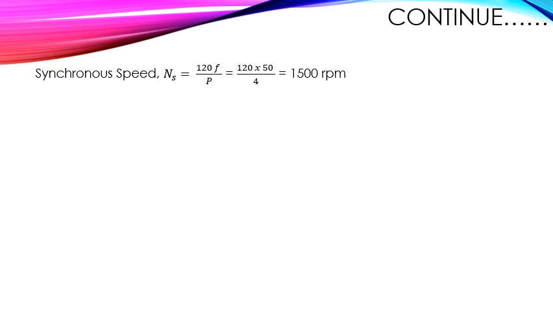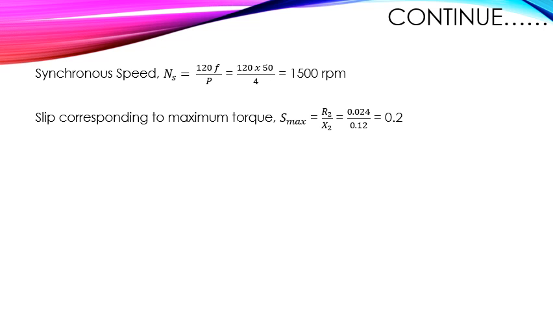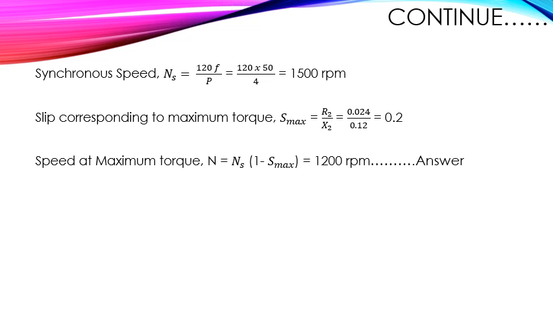First find out the synchronous speed by using the equation 120 f by P. So put the value of frequency and number of poles, and we'll get the synchronous speed as 1500 rpm. Then find the slip corresponding to maximum torque by taking the ratio of R2 and X2, and it is 0.2. Then for speed at maximum torque, put the value of slip corresponding to maximum torque in the equation Ns(1 minus s). So in place of s, put s max. So we'll get the speed at maximum torque, and that is 1200 rpm.